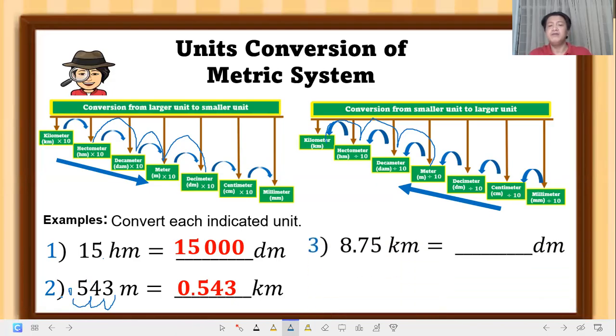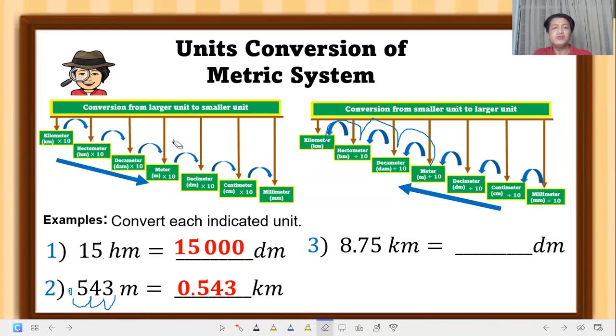Okay, let's have another. Number 3. 8.75 kilometer is equal to how many decimeter? Ang una mong aalamin dyan, liliit ba yung unit mo or lalaki? Kilometer, ito siya, di ba? Okay, kung kilometer to, papunta ka sa decimeter. Ibig sabihin yan, ang posible mo na lang gawin ay titignan dito. Okay, decimeter, asan ba yung decimeter natin? Ito yon. You are going to convert from larger to smaller unit. Kaya nga, we are going to use this from here.